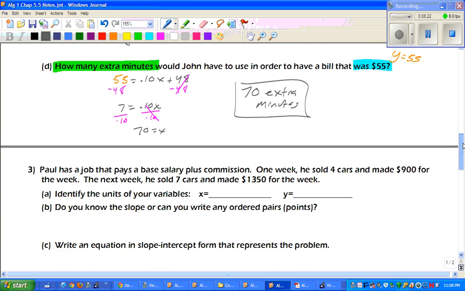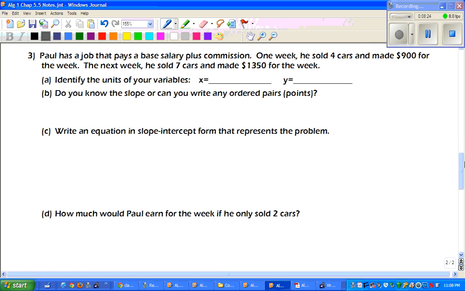All right, go ahead and flip it over. Let's see if you guys can figure out A and B. Go ahead and pause the video and let's find out how you do.